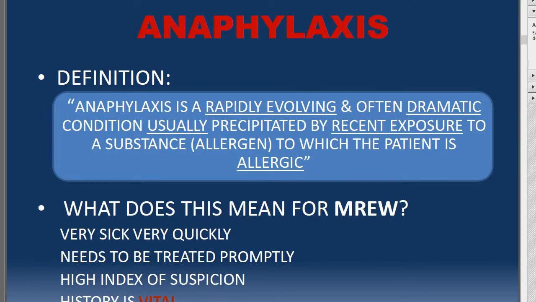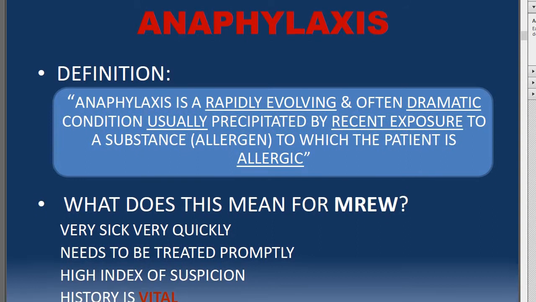So anaphylaxis, definition: it's a rapidly evolving and often dramatic condition precipitated by a recent exposure to a substance to which the patient is allergic, and they may or may not know that at the time they're exposed to it. So things like nuts, most people know by young adulthood whether they're allergic to nuts, as they will have been exposed to them. What does this mean for mountain rescue? They get sick very quickly, they need to be treated very quickly, you need a high index of suspicion, and the history is vital. You can't see that because of where the recording box is, but the history is vital.